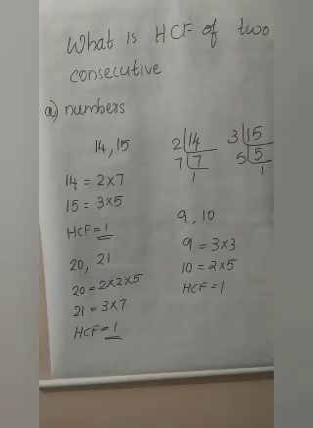Now you can check with any two numbers. There is no condition that the numbers should be composite numbers. You can take any two numbers, but the only condition is that the numbers should be consecutive. That means numbers lying next to each other.